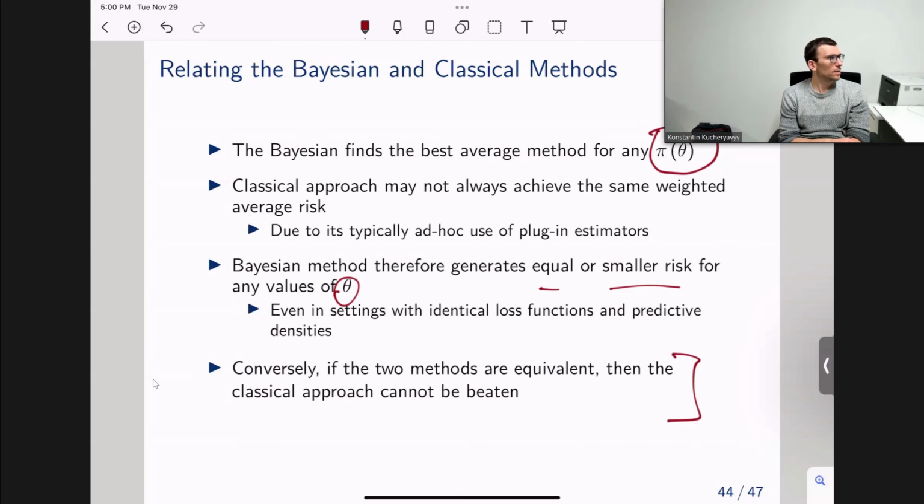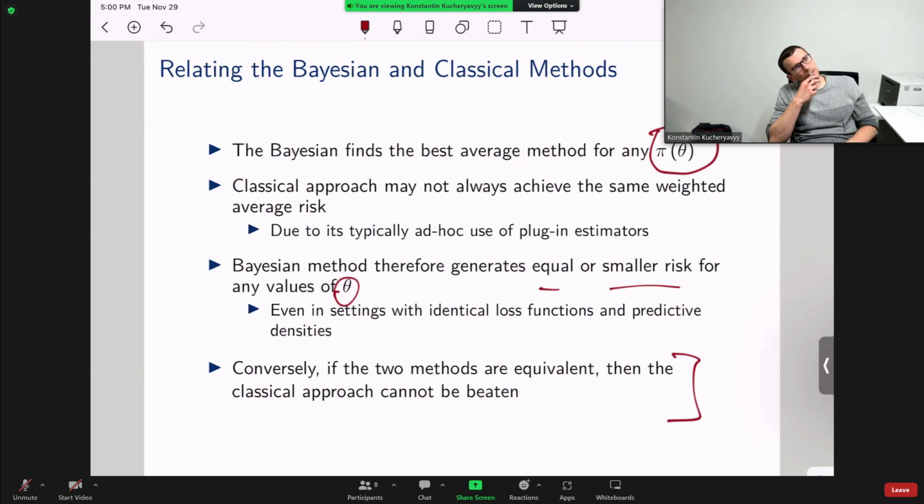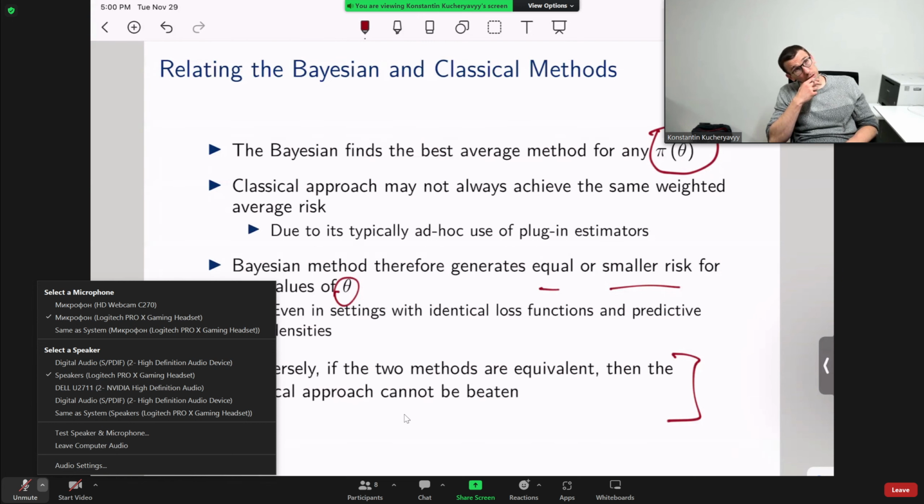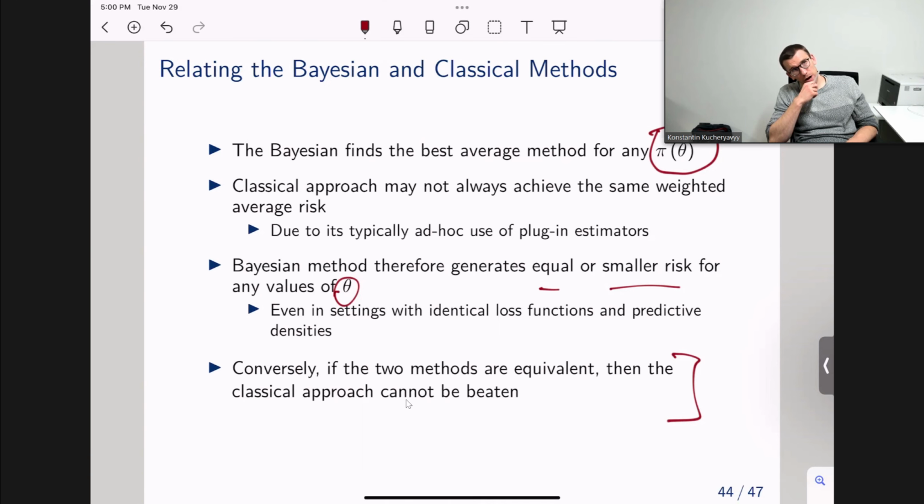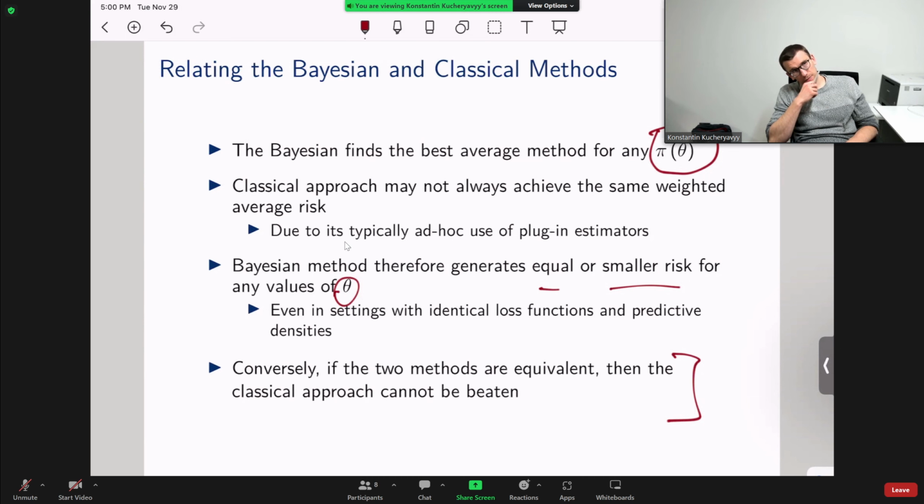How should I say it? Because the Bayesian approach usually dominates the classical approach under properly chosen priors. And if they happen to coincide, then the classical approach is the best we can do.